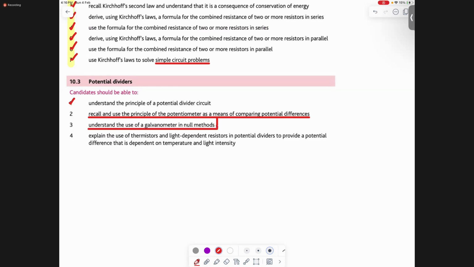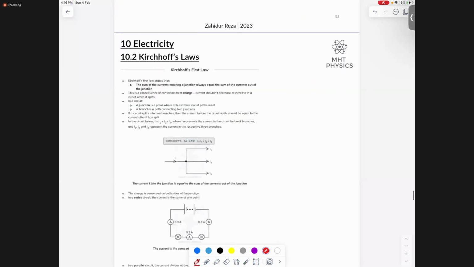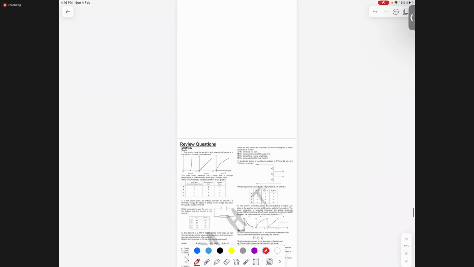In fact, they added this to the syllabus recently, because earlier they didn't mention the galvanometer. Explain the use of thermistor and LDR as potential dividers. We have done them before, but I'll still go through this. It's basically what you had in O level, a thermistor and an LDR, what happens when light increases, what happens when temperature decreases, that idea. So just two and three are left, yes, we'll do two and three.